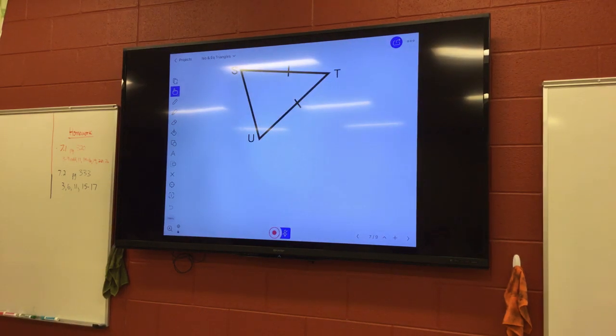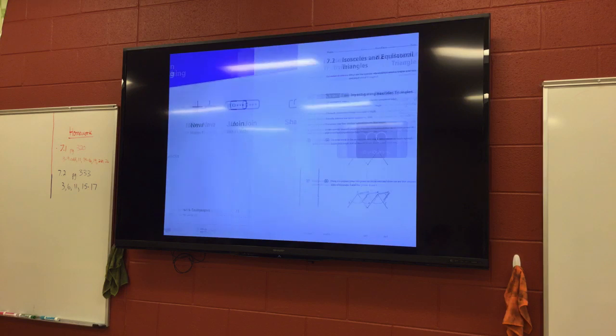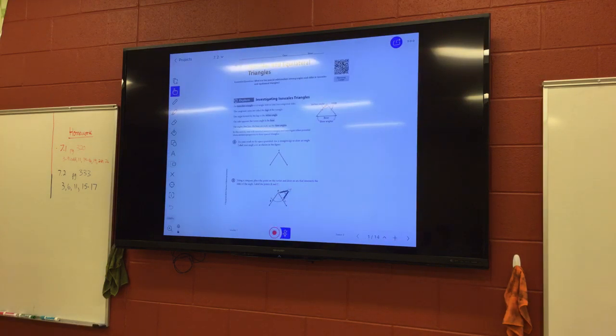What about this one? Yeah, isosceles, two equal sides. This one? Equilateral. Yeah, equilateral. What about this? Neither. Yeah, neither. So good job. So none of those sides are equal. So that's what we call a scalene. So good job, guys. All right. So we're going to start looking at 7.2. So if we can turn to page 327.